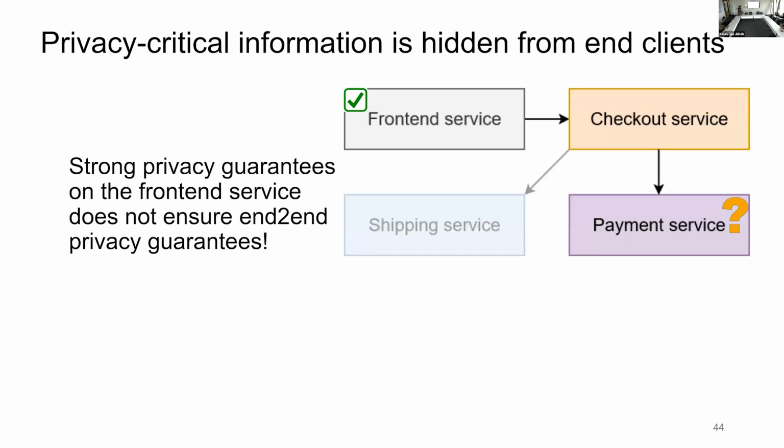Let's look a bit at what the setup was and what that looks like. So again, the front-end service can reason strongly about privacy properties, but they have no way of knowing whether or not those properties are upheld end-to-end. And what exactly is the policy of the payment service? What happens in the backend? There's no way to know about that.